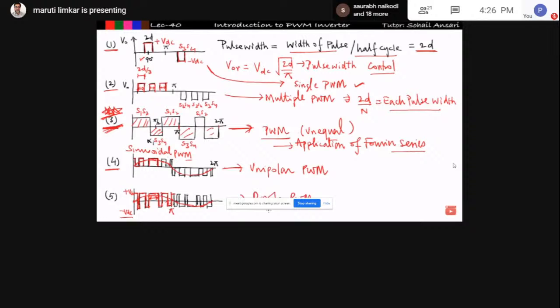Why is it known as bipolar? Because the output voltage I am getting is plus VDC as well as minus VDC in per half cycle. But see here in unipolar, the output voltage in one half cycle is positive and the next half cycle is negative. That's why it is known as unipolar.